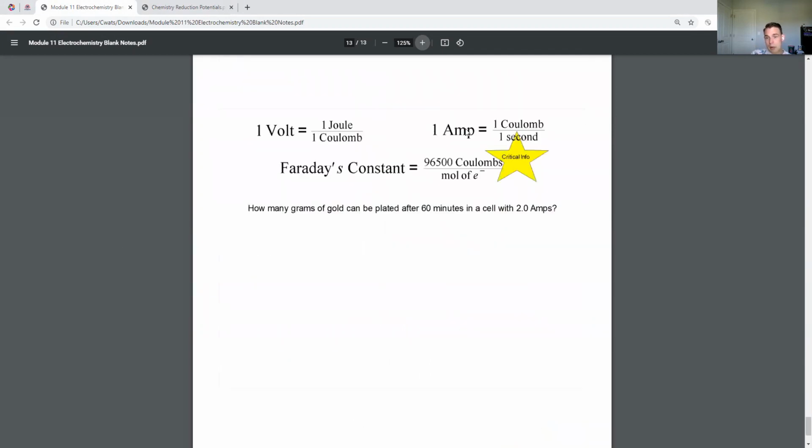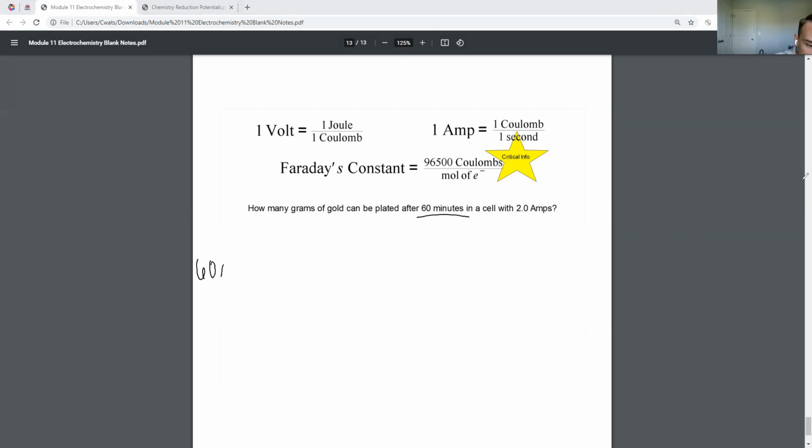So there's only one type of problem we're going to see with this. And it's basically either how long does it take to plate this amount of stuff with this amount of energy, or how much can be plated after this amount of time with this amount of energy. So this question wants to know how many grams of gold can be plated after 60 minutes in a cell with 2 amps. So you either start with mass and go to time, or you start with time and you go to grams. So we're starting with time and we're going to grams of gold.